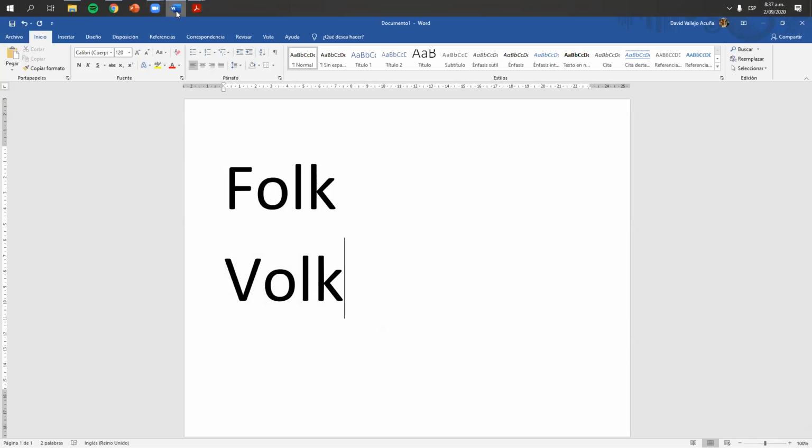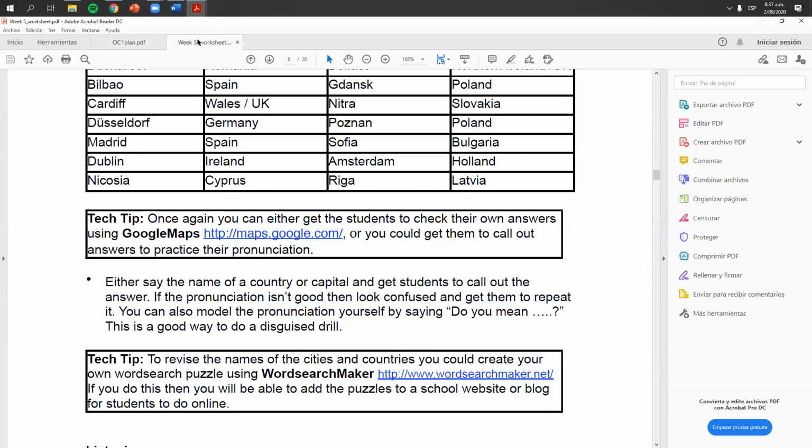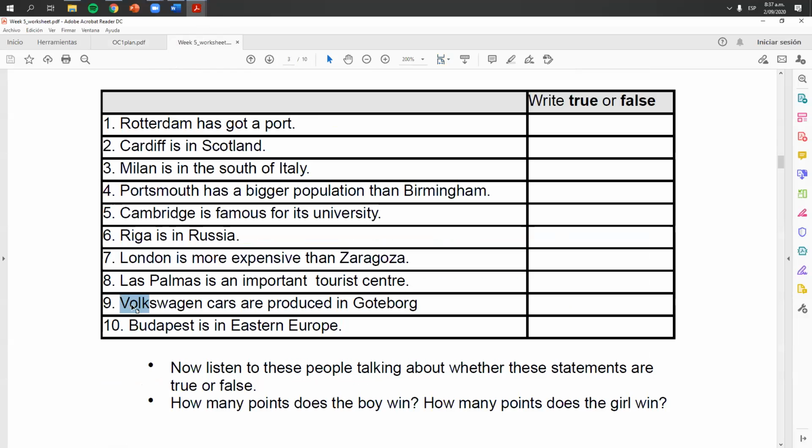So this one, guys, oh, where is it? Folk means like como pueblo, no? And wagon means car, which comes from the word for car in German. So if we translate that into Spanish, Volkswagen means el carro del pueblo. You see, that's what it means. Volkswagen literalmente significa el carro del pueblo.